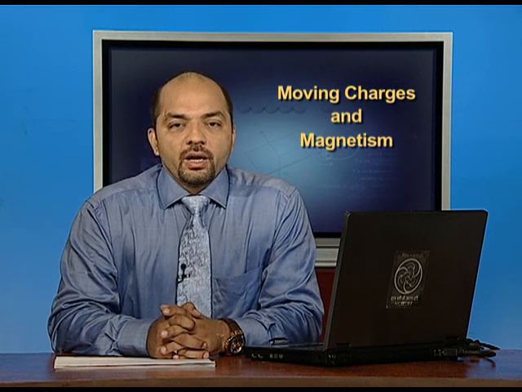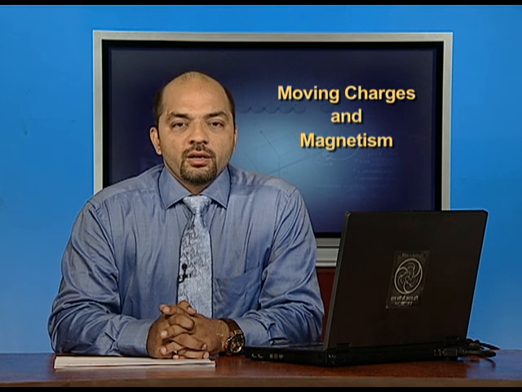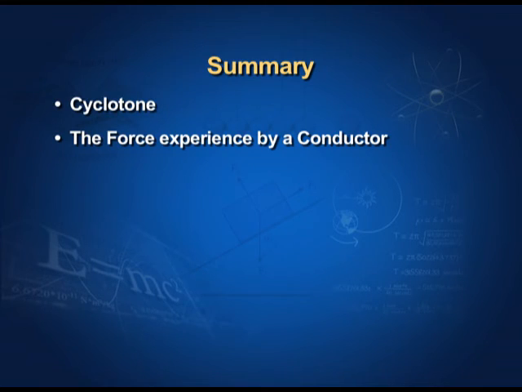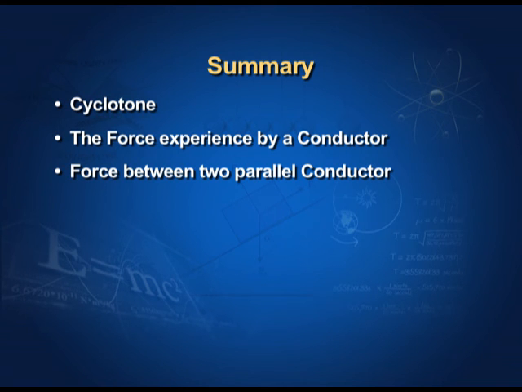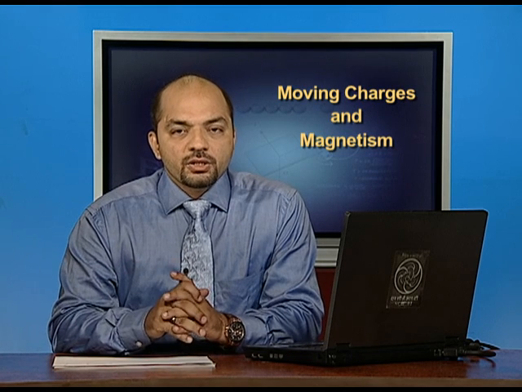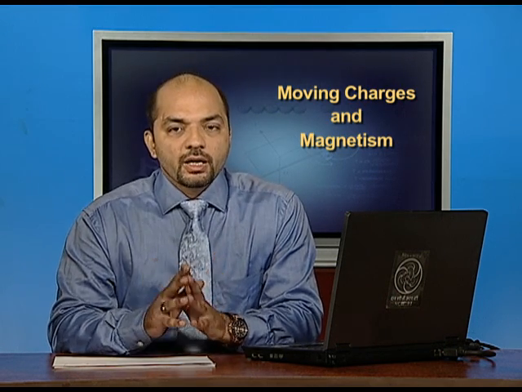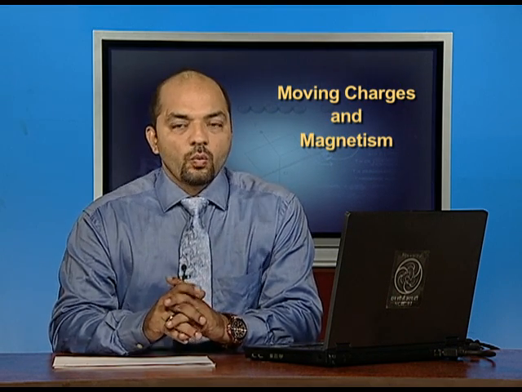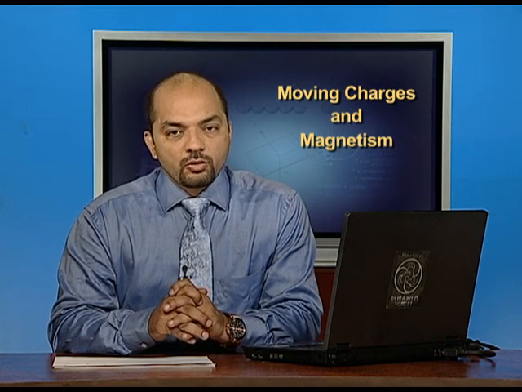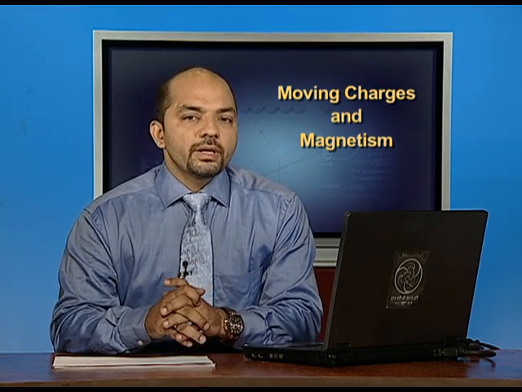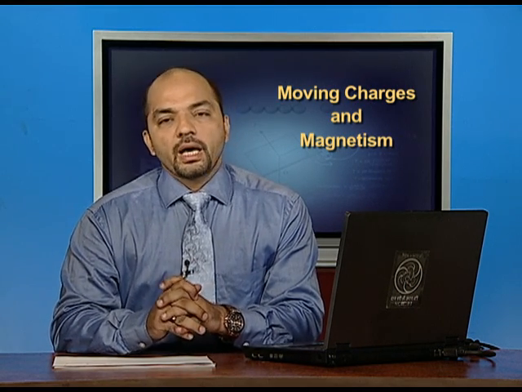So, students, in this session we have studied about the cyclotron, the force experienced by a conductor, force between two parallel conductors, and definition of 1 ampere. In the next session, we will study the torque experienced by a current carrying coil placed in a magnetic field. We will study about the moving coil galvanometer, how to convert a moving coil galvanometer into an ammeter and voltmeter.